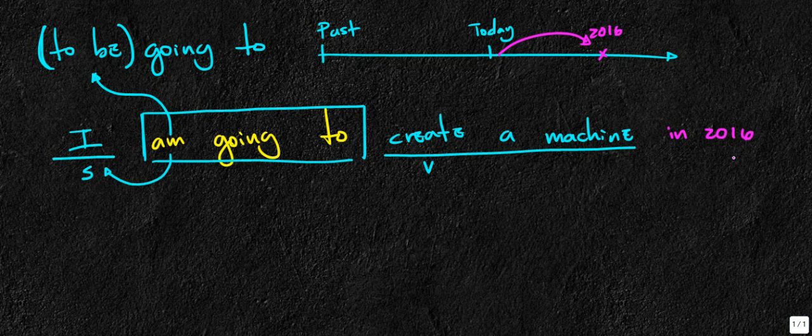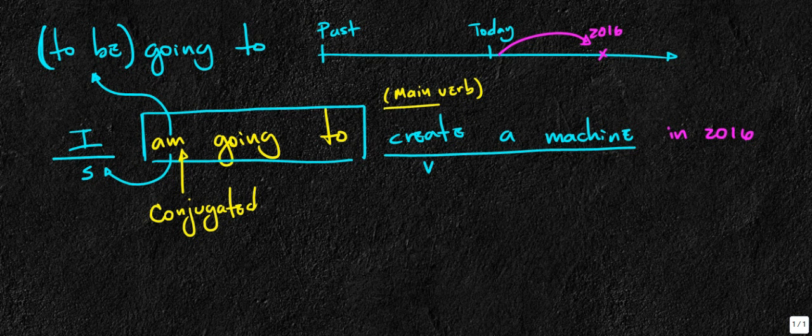There are two main things that you want to remember when you're using to be going to. Number one, please remember that the verb to be needs to be conjugated to whatever the subject is. In this case it is I, but whatever subject it is, the verb to be needs to be conjugated. And then the second thing that you want to remember is that the main verb here, which is the action that we're talking about, right? We're talking about create. We're not talking about going. We're not talking about am. We're talking about create. And so that's why this is the main verb.